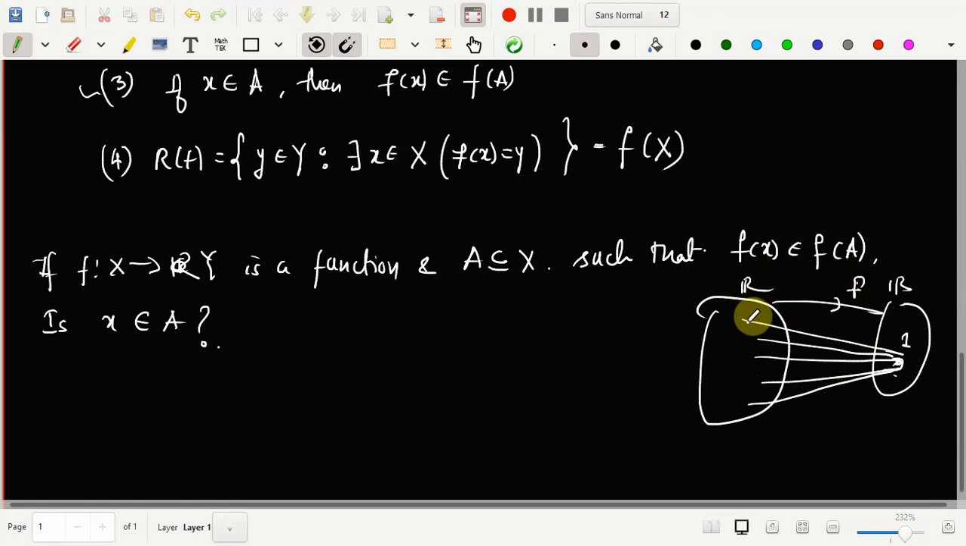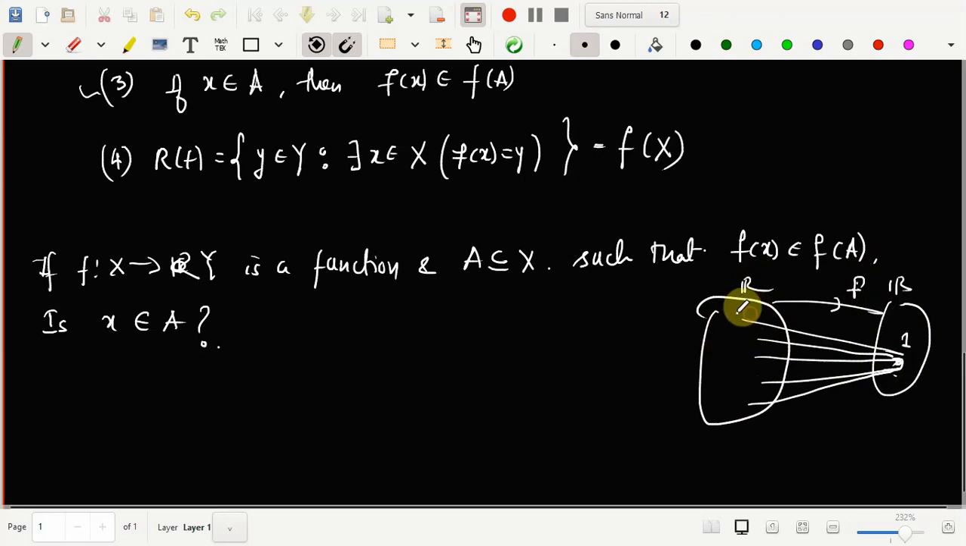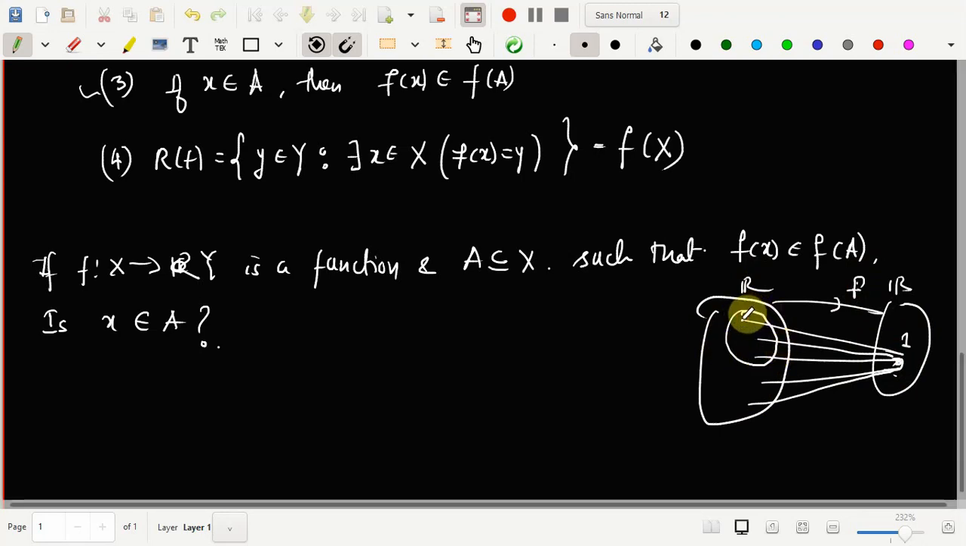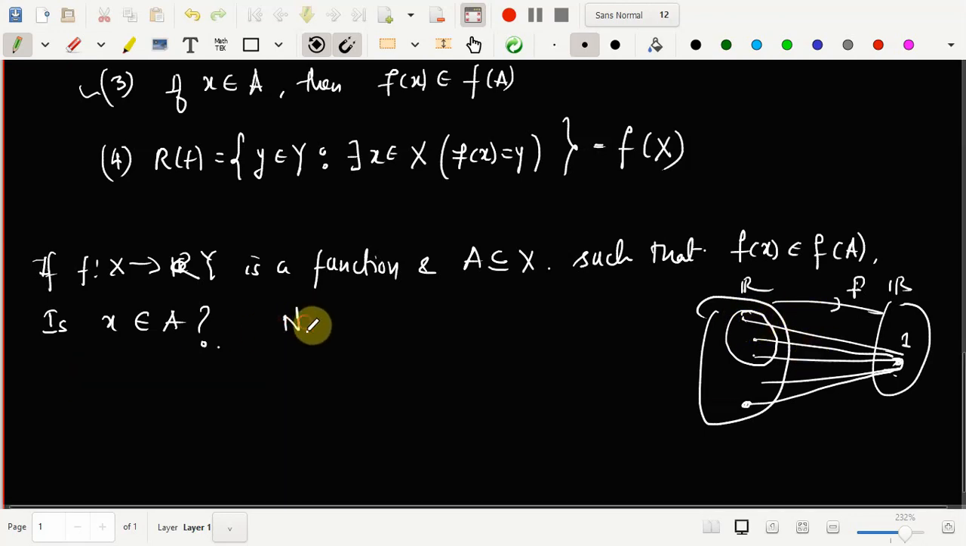Now I'll consider one proper subset of R. We know that its image is going to be a singleton set, that is 1, its image set, right? So even I can have some point not coming from this set, see this point, which is not coming from this set, but still it is mapped to 1, and therefore its image is contained in the image set of this set A. So that's the whole idea. So the answer is no.